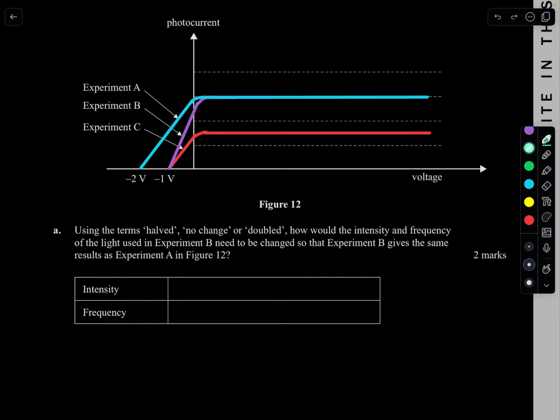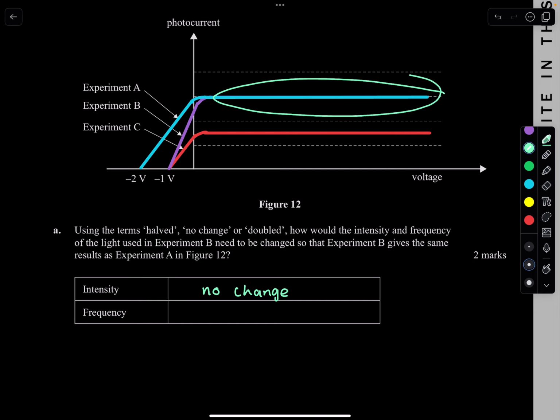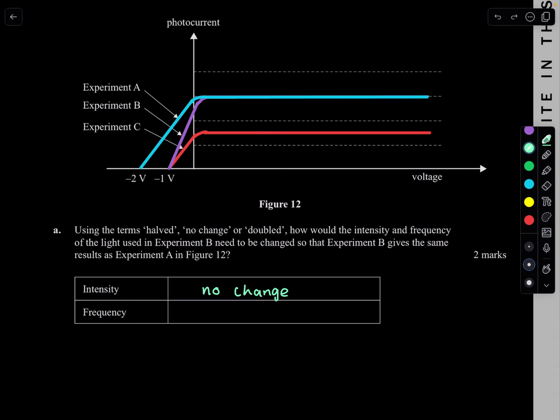So we can say no change. Because if there was a change in intensity, you would have seen the photocurrent different, and we can see that they're actually the same. The actual difference is that the stopping voltage of A is larger, which means the frequency used has to be doubled. Does that look right? Yep, doubled. So going from B, the purple, to A, the stopping voltage is higher, so the frequency had to be doubled.